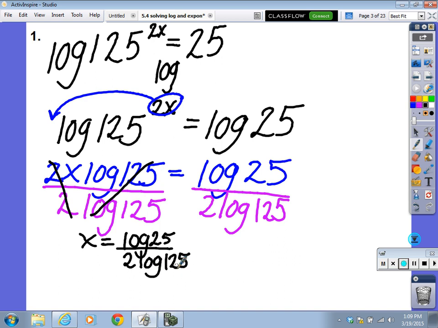You've got to use parentheses with these in the correct place, or you'll get the wrong answer. Because our 2 was multiplied to our log of 125, right? And our 2 is multiplied on the bottom to our log of 125. So we've actually got to make sure that we use parentheses on this one, and I'll show you what I mean. So I'm going to pull up my calculator here.